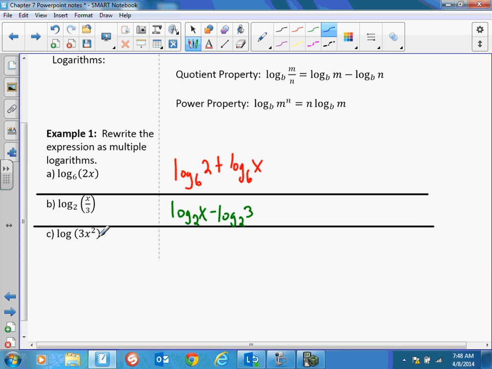And the last one, we are multiplying, so we have to add those, and then we have an exponent, so we have to move that in front. So I have log base, well, there is no log base, but remember, if there's no base, it's 10, so we'll just leave it without writing it. So log 3 plus log x squared. And then we'll simplify from there because we can move the 2 out in front. So we'll have log 3 plus 2 log x. Okay, and that's as far as you can go writing it as multiple logarithms, to move that 2 out in front.